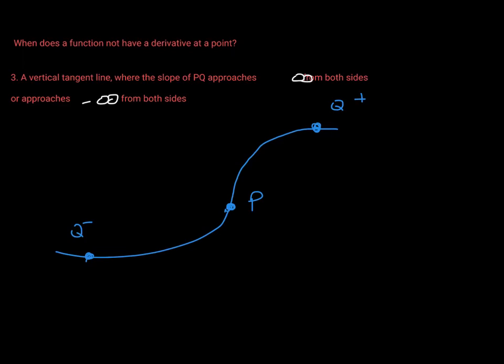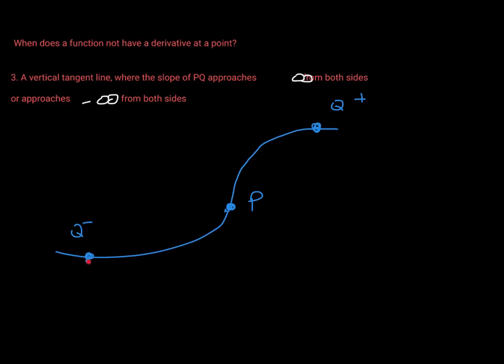Another case when a derivative does not exist is at a vertical tangent line. When the graph has a vertical tangent line, that is to say, when the slope of PQ approaches infinity from both sides or negative infinity from both sides.